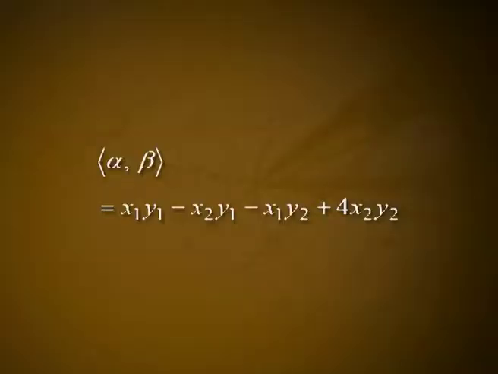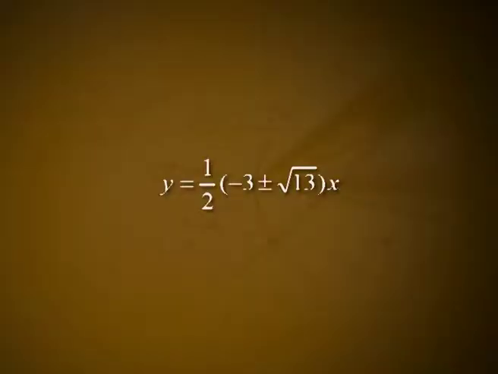Example 3. The vector (x, y) in R^2 is orthogonal to (-y, x) in R^2 with respect to the standard inner product, because the inner product of (x, y) and (-y, x) is equal to -xy plus yx, which is equal to 0. However, if R^2 is equipped with the inner product defined, for alpha equal to (x1, x2) and beta equal to (y1, y2) in R^2, by the inner product of alpha and beta equal to x1 y1 minus x2 y1 minus x1 y2 plus 4 x2 y2, then (x, y) and (-y, x) are orthogonal if and only if y is equal to 1/2 into (-3 plus or minus root 13) x.